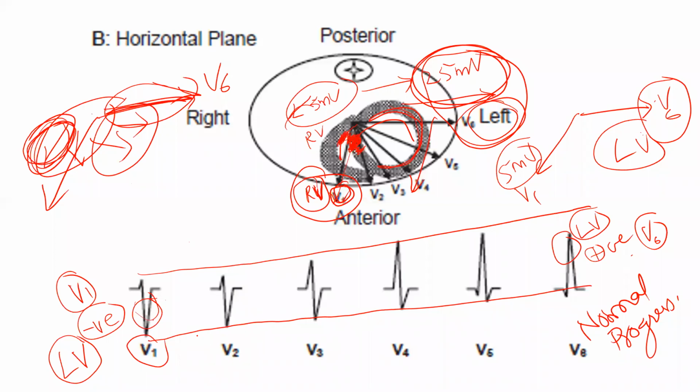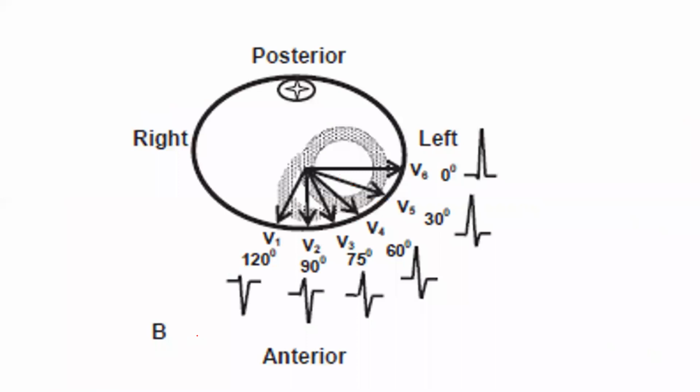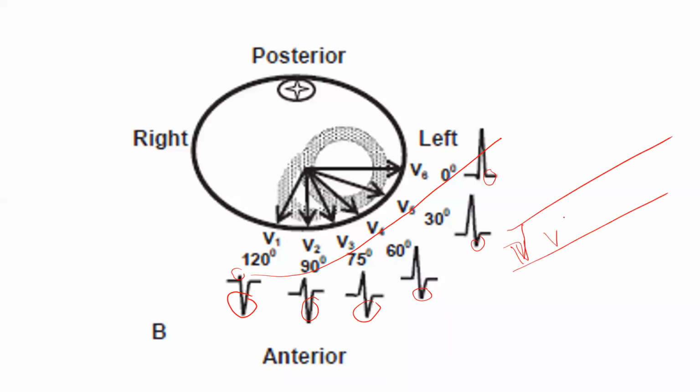This is most important for detecting most of the important pathologies. See here, this is slight negative. Negative is becoming less, less, less. And finally, there is no negative wave here at all. Here, this was a positive wave, which is going on increasing. If you go on taking the waves, negative, negative, negative, it goes on becoming positive. So this is the change which you are having. This is called progression of R wave, normal progression of R wave.